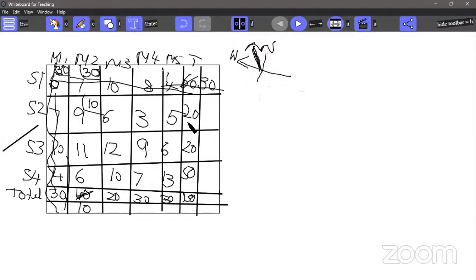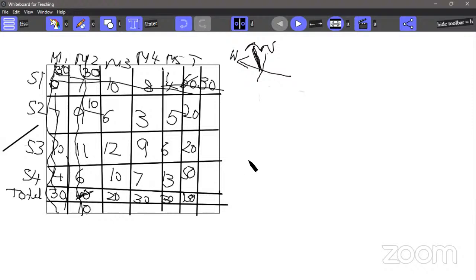So I'm supplying 10 units from S2 to M2 at the rate of 9 rupees per unit. Transportation cost is 9 rupees. Is it clear? Is M2's demand met? Yes. 30 plus 10. So please strike it off with a pencil.